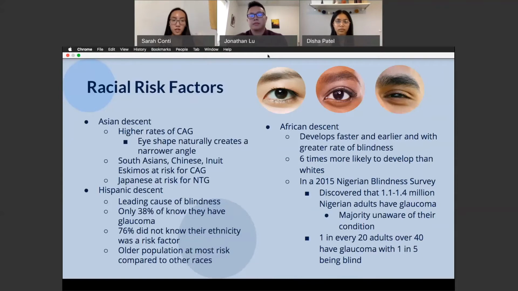In a 2015 Nigerian blindness survey, it was discovered that 1.1 to 1.4 million Nigerian adults have glaucoma, with the majority unaware of their condition. In Nigeria, 1 in every 20 Nigerian adults over 40 have glaucoma, with 1 in 5 of them being blind.